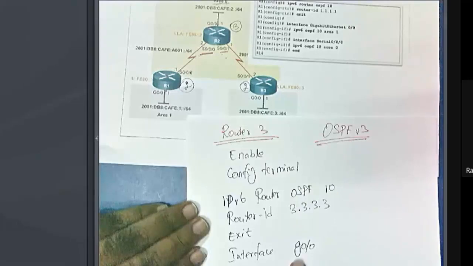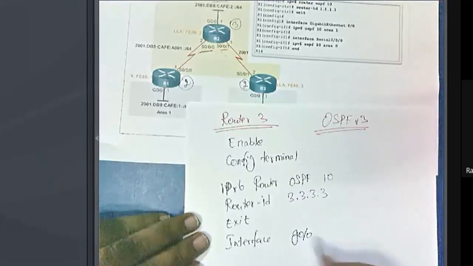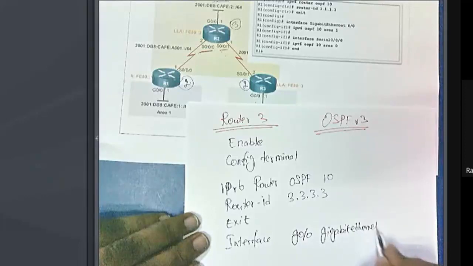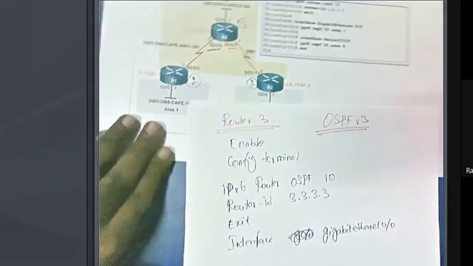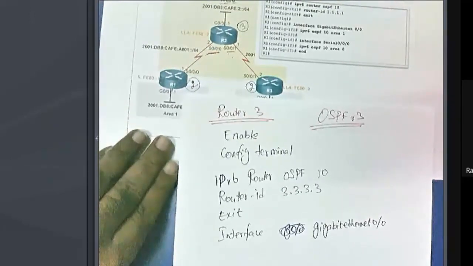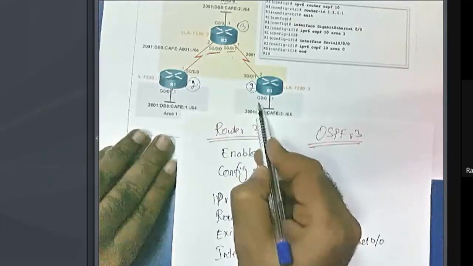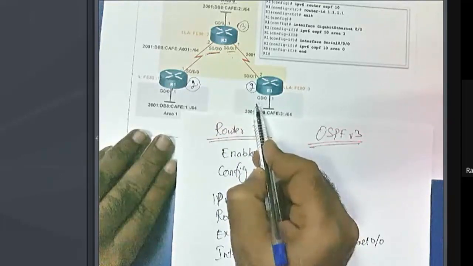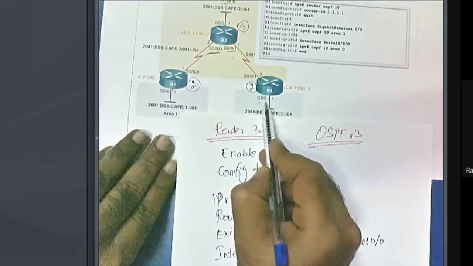Actually, this is not correct. You have to write gigabit Ethernet 0/0. If you write this, it is 100% correct, 100% accurate. Then I'm going to the interface gigabit Ethernet 0/0, because it is given as G. If they give F, it is fast Ethernet. Fast Ethernet, gigabit Ethernet. So gigabit Ethernet is very fast, 0/0.